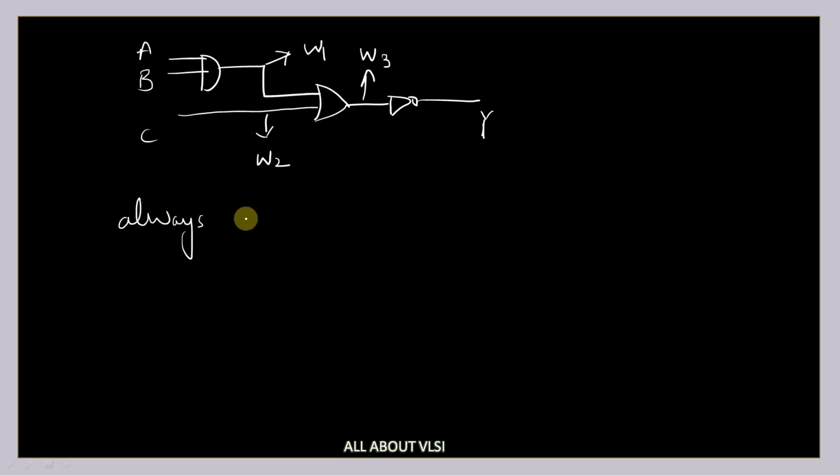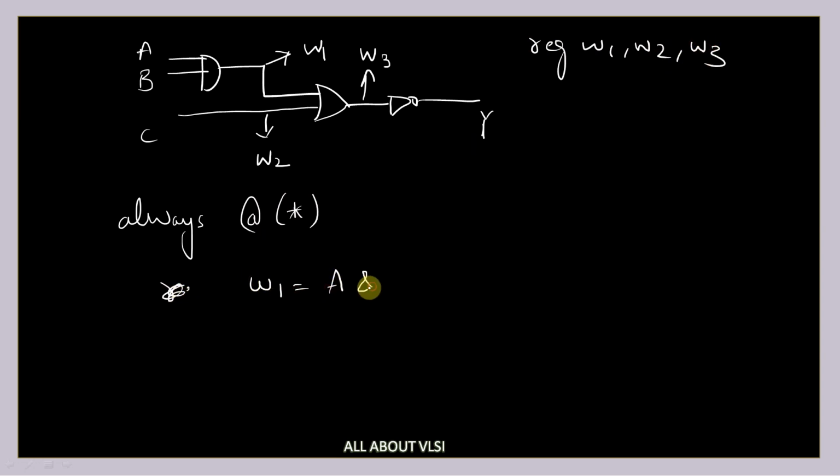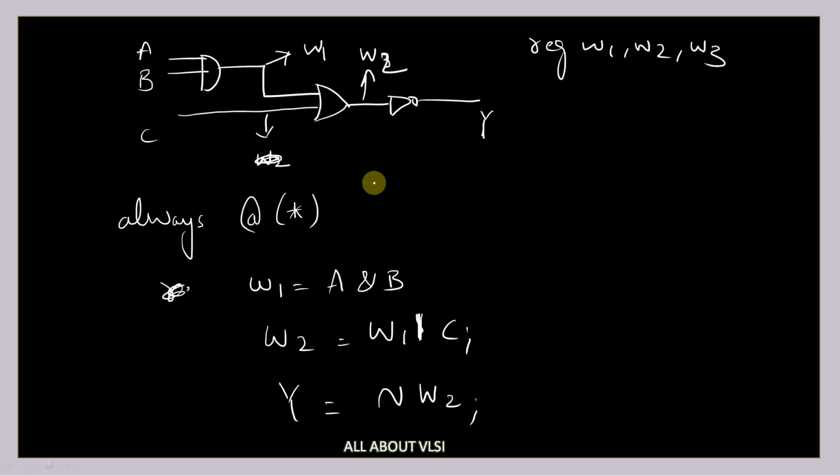Now, how do we design this within an always block? Always @(*). Let me declare W1, W2, and W3 as reg. W1 is equal to A and with B. I am using a blocking assignment. W2 is equal to W1 or with C, and Y is equal to not of W2. So these are the equations which I have written.